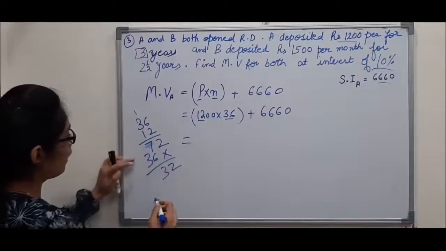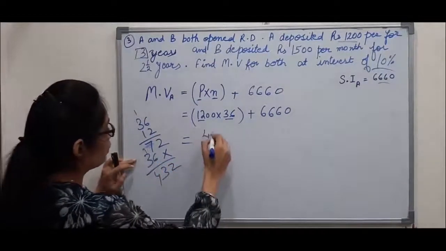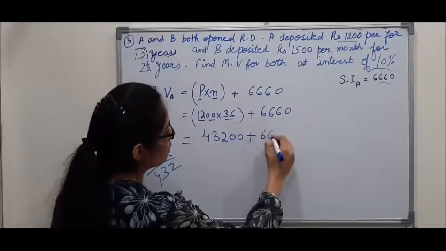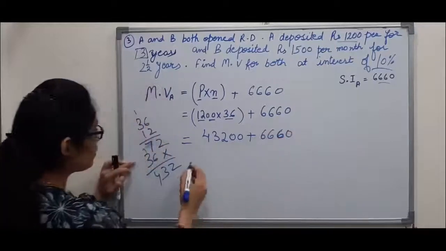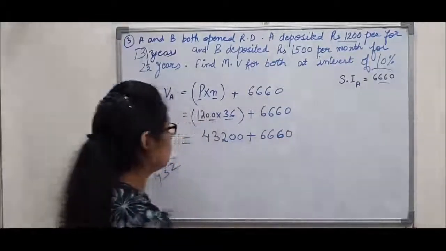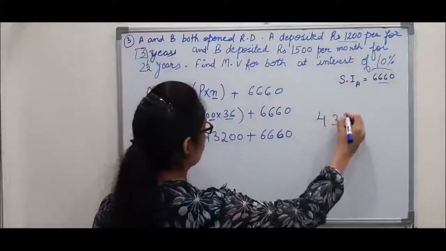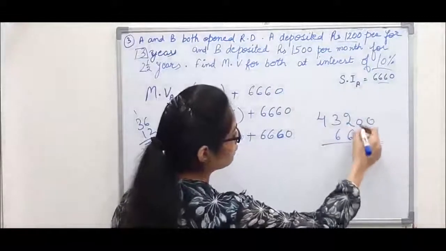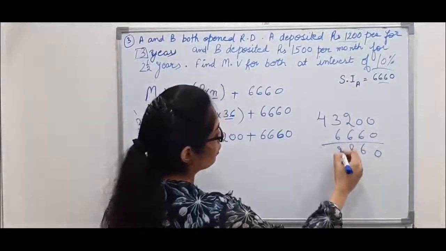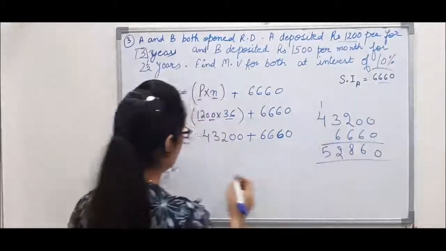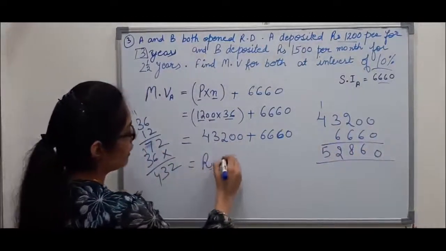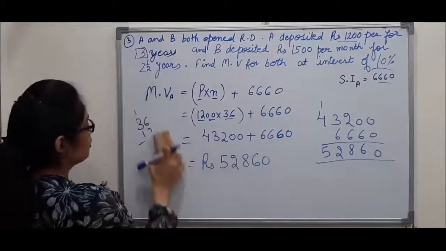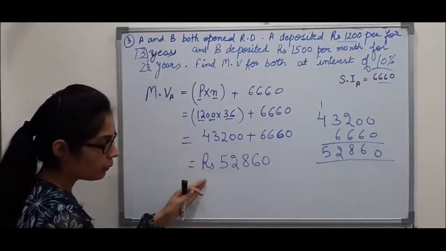So on multiplying I got 432, two zeros I will write, plus this 6660. So I will add these two. 43200 plus 6660. Simple addition is there. So from here I can see the maturity value of A is 52,860 rupees. So with your answer you have to write rupees also.